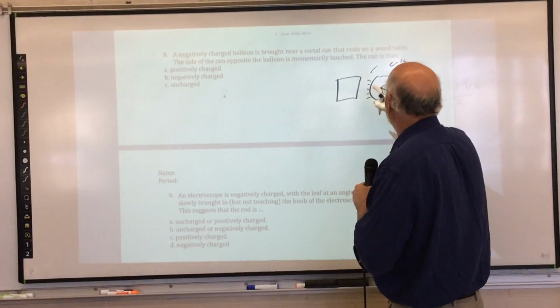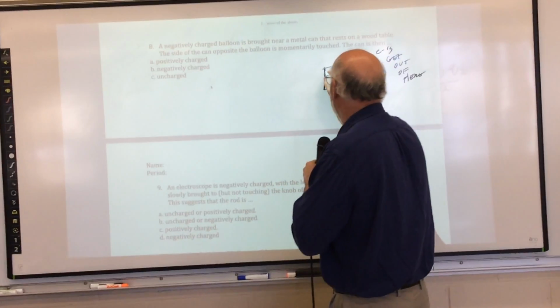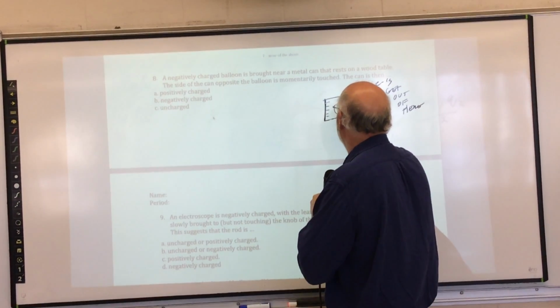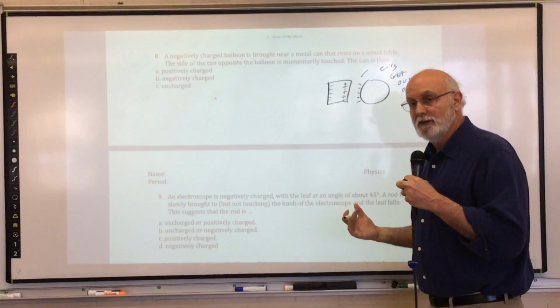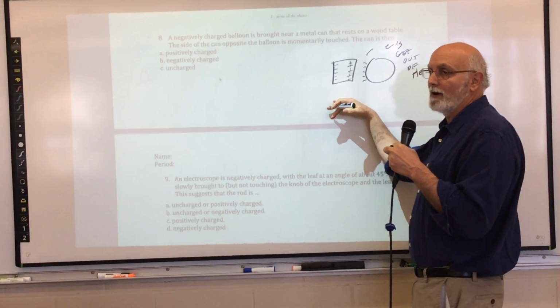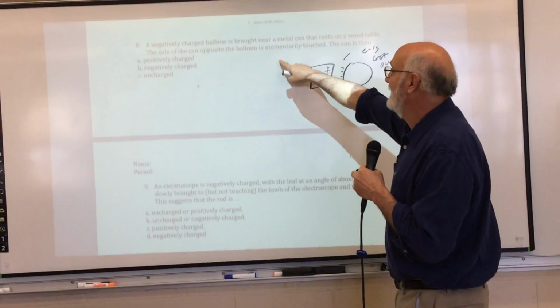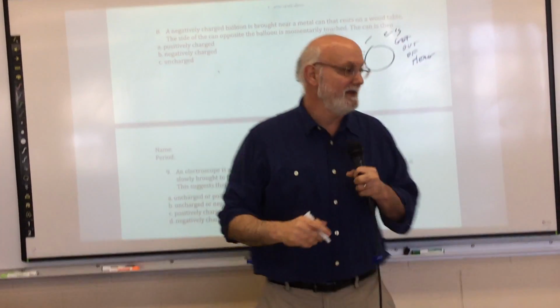That's what this guy is saying. So that means the electrons are all going to move to this side, leaving the positive charge on this side. Recall what it's called? Polarization. It's become polarized. It's still neutral, but polarized. Now it says the side of the can opposite of the balloon is touched.